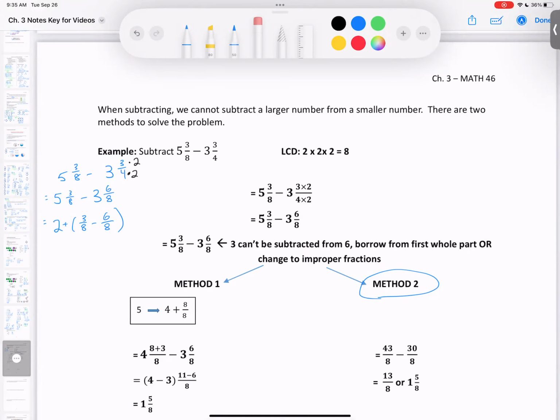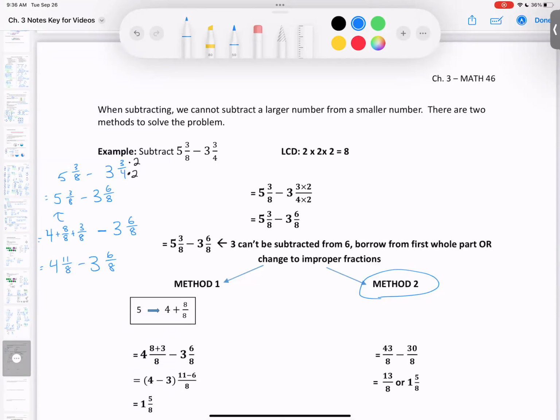let's go back a step. So we've got, let's go back here. We've got 5 3/8. Okay, so we could borrow one of those whole numbers. So this would be the same as 4 plus 8 over 8. That's our extra one there. Plus we've got that 3 over 8. And we're taking that and subtracting the 3 6/8. So we could say, well, that's the same as 4 11/8 minus 3 6/8.